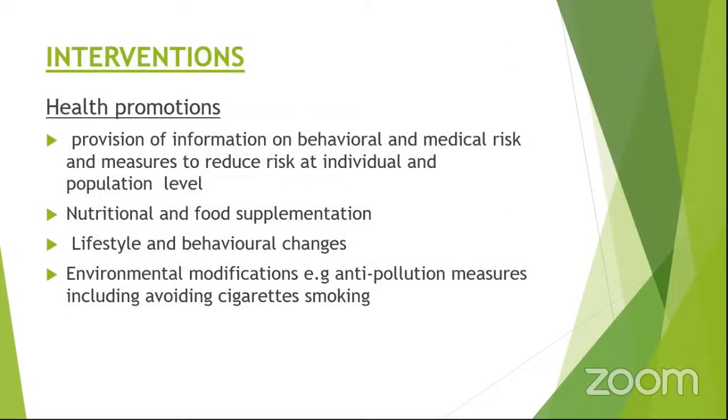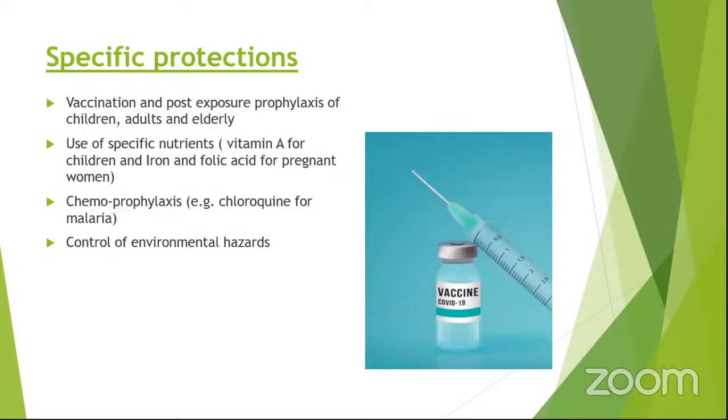Health promotion aims to reduce risk at individual and population level, and this is achieved by provision of information on behavioral risk and medical risk, nutritional and food supplementation, lifestyle and behavioral changes, as well as environmental modification. Specific protection is providing vaccination and post-exposure prophylaxis for children, adults, and elderly, use of specific nutrients, for example vitamin A in children and iron and folic supplements in pregnant women, as well as prophylaxis and control of environmental hazards.